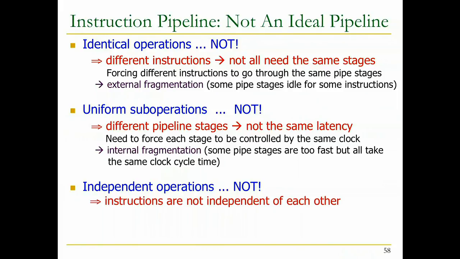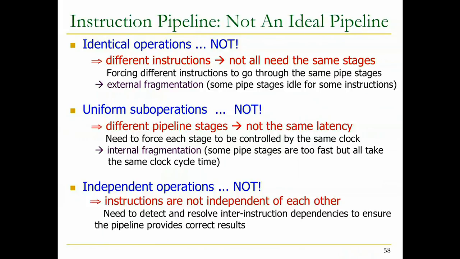And the independent operations, it reduces performance at a different level. Basically, instructions are not independent of each other, not always at least. So you need to detect and resolve these inter-instruction dependencies to ensure the pipeline provides correct results. You cannot ignore dependencies. If this add requires the result of a memory operation, well, you'd better supply that result. Then this causes pipeline stalls. Basically, the pipeline is not always moving. Or a pipeline doesn't always have a good instruction to execute because you couldn't move the previous instruction, which needed to wait for a result. So that's called a pipeline stall.